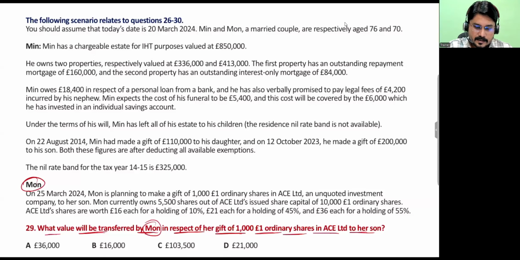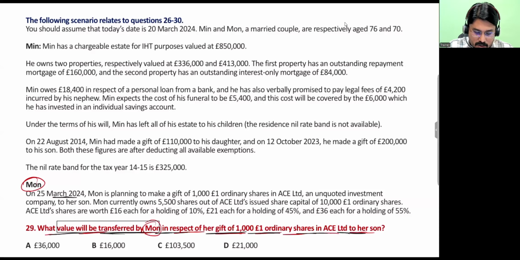The requirement of the question is what value will be transferred by Mon in respect of her gift of 1,000 shares to her son. Keep in mind, it's not talking about the net PET value, it's only about the value of the transfer. If the requirement is to calculate the net PET value, then we can deduct annual exemptions. But if the only requirement is to calculate the value of the transfer, then do not deduct the annual exemptions.